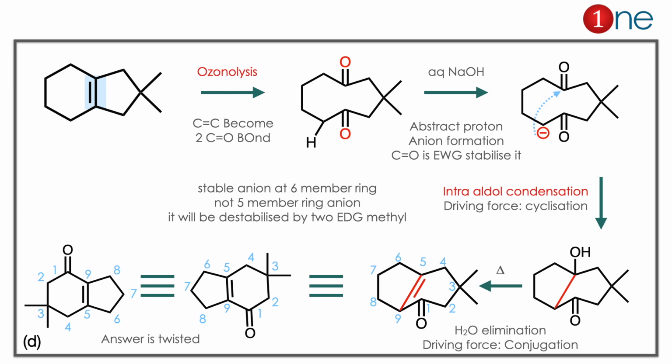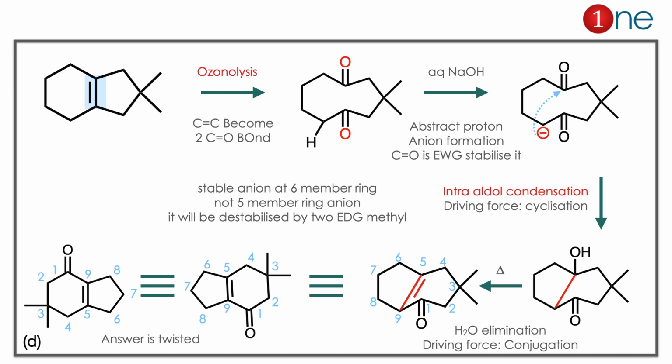It attacks the carbonyl on the opposite side. So it attacks, you have the ring closure there. It forms a new 5-member ring. So you have alcohol. You have the possibility of conjugation. So what really happens is H2O is eliminated. The driving force is conjugation. So if you redraw nicely, it's a 6-member and 5-member ring. But the answer is twisted. So we redraw again, you get the product D.